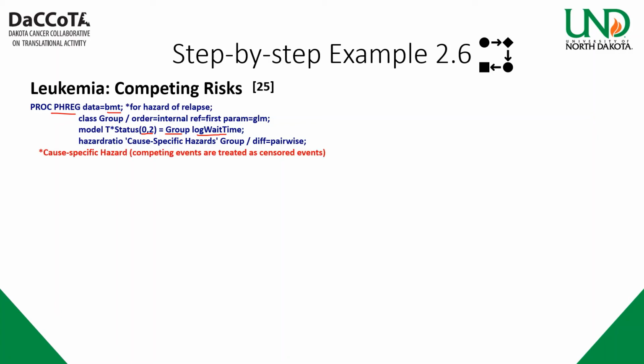So what this means is this is cause-specific hazard, so competing events are treated as censored events. In this one, I think they could either relapse or die. Oh, here we go. So censored, relapse, or die without relapse. So we're really looking at relapse, so that's 1. Then we treat both censored and dying without relapse as censored. Okay, and what do we get here?